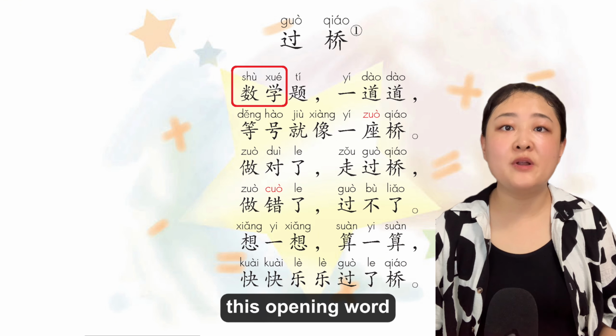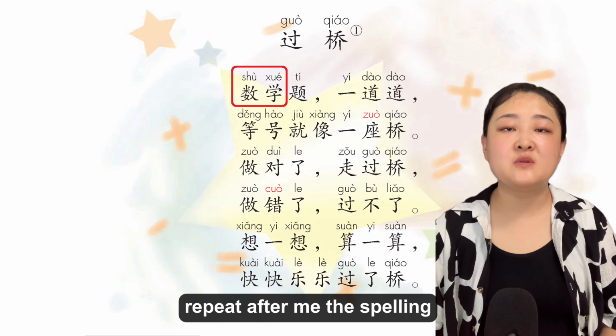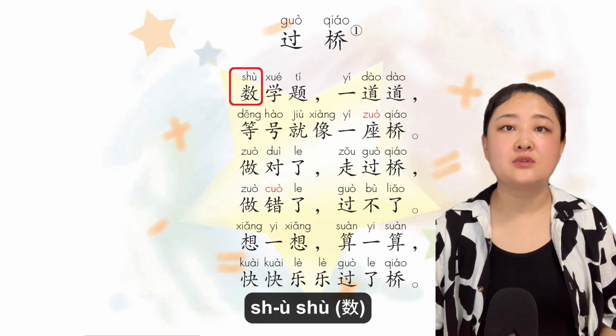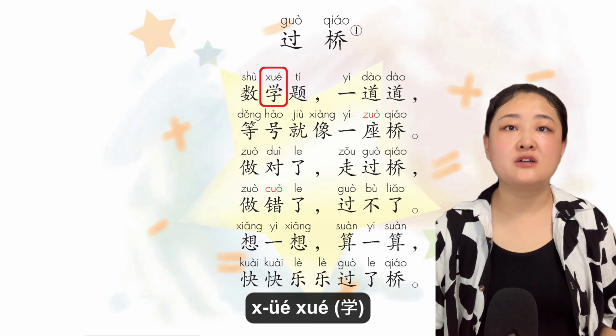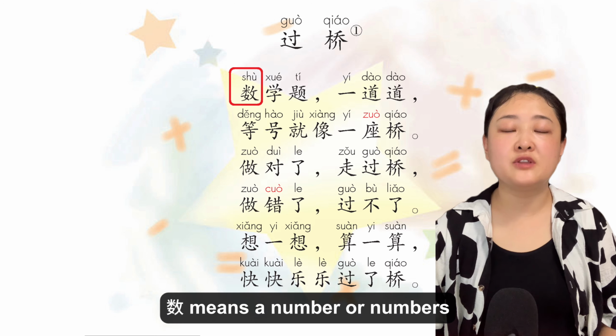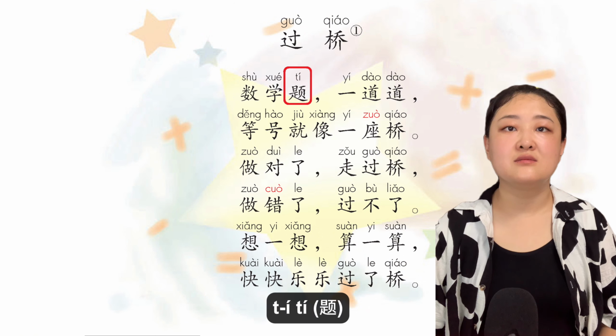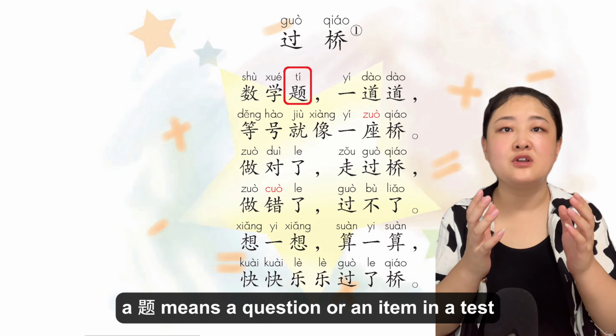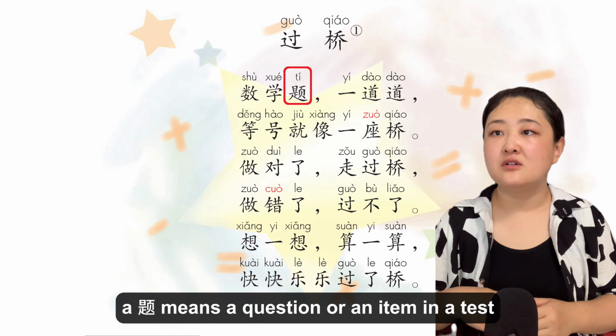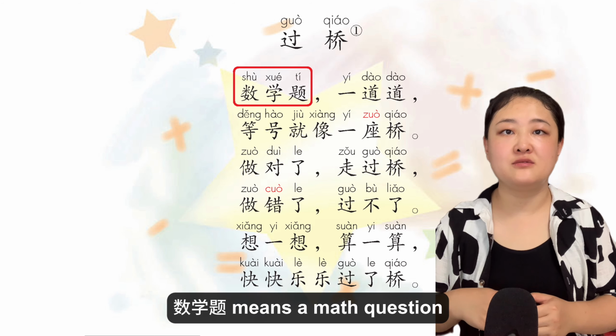Now the first line, this opening word 数学 means math. Repeat after me the spelling. 数学. 数 means a number or numbers, and 学 means study. So 数学 is the study of numbers, math. And the third character is 题. Repeat after me the spelling. 题 means a question or an item in a test. 数学题 means a math question.